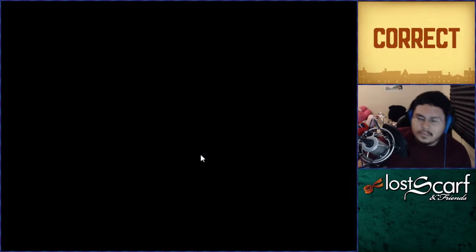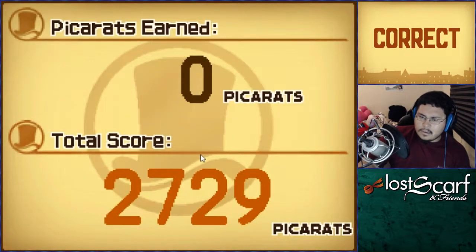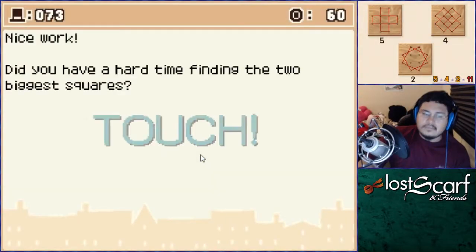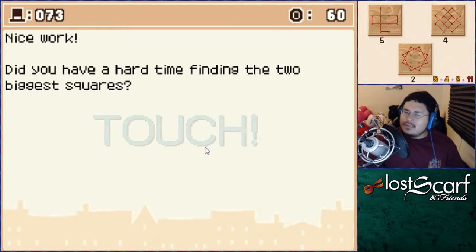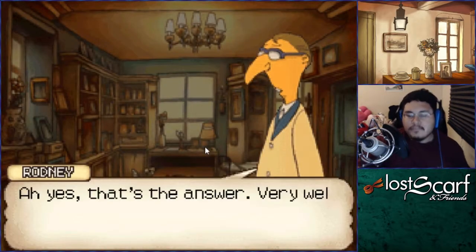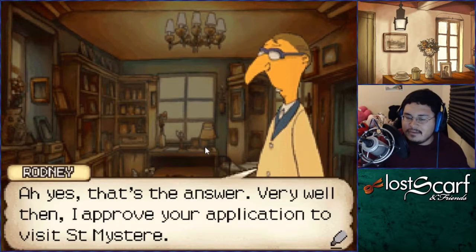Okay, so... Another puzzle solved. Oh, yeah, okay, so there's the big ones. Okay, so yeah, there's the big ones, like so. And then, yeah, these ones. Okay, I see. So the ones I was doing were rectangles or something. I had a hard time finding the 2 biggest squares. Yes, that's the answer. Very well then.